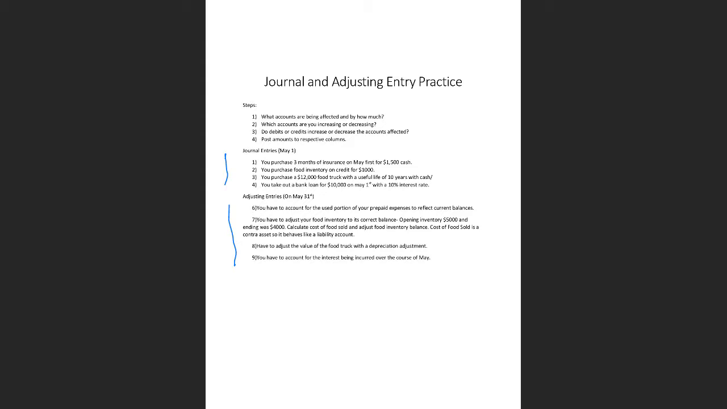Okay. Does anybody have any ideas about how they journalize the first transaction here? You purchased 3 months of insurance on May 1st for $1,500 cash. Of the 4 transactions here, this is probably the most tricky because you may not have heard of this particular account. I think we brought it up, but we haven't used it just yet.